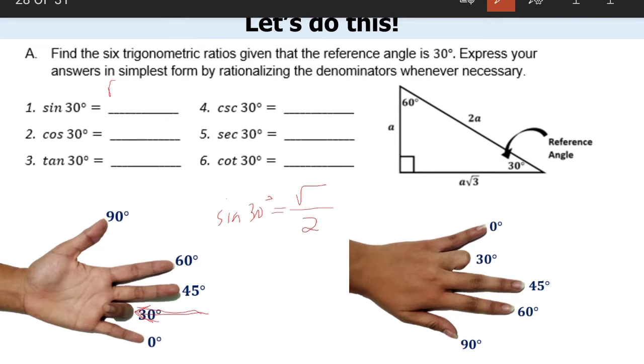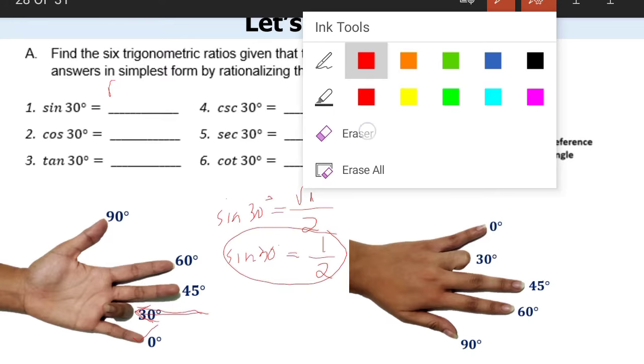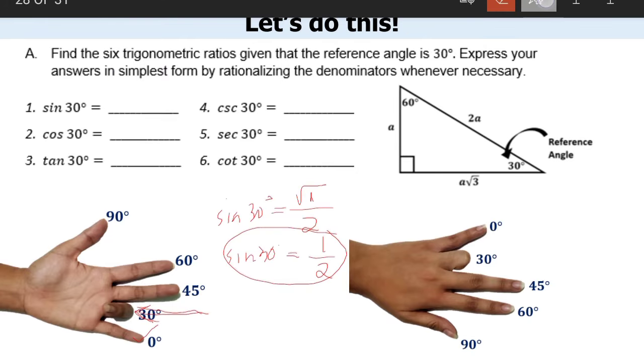So we will count how many fingers below? 1. So we will write here 1. And then simplify. Sine 30 degrees is equal, the square root of 1 is 1 all over 2. So your sine 30 degrees is 1/2. So your answer here is 1/2. How about for cosine?